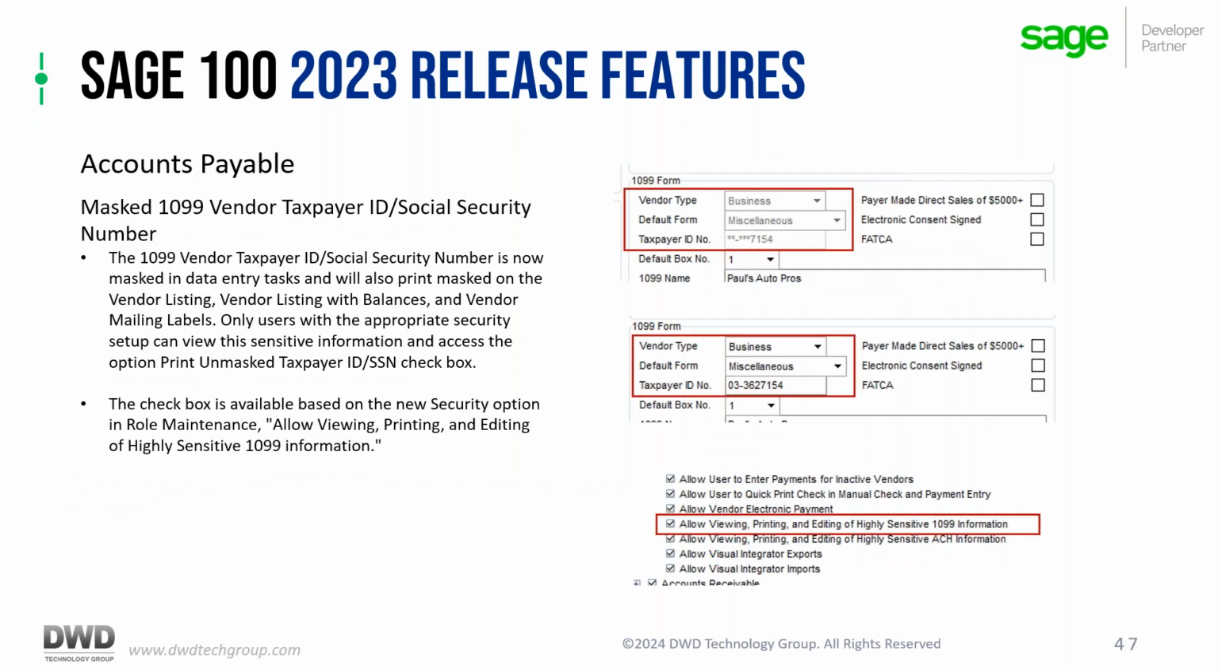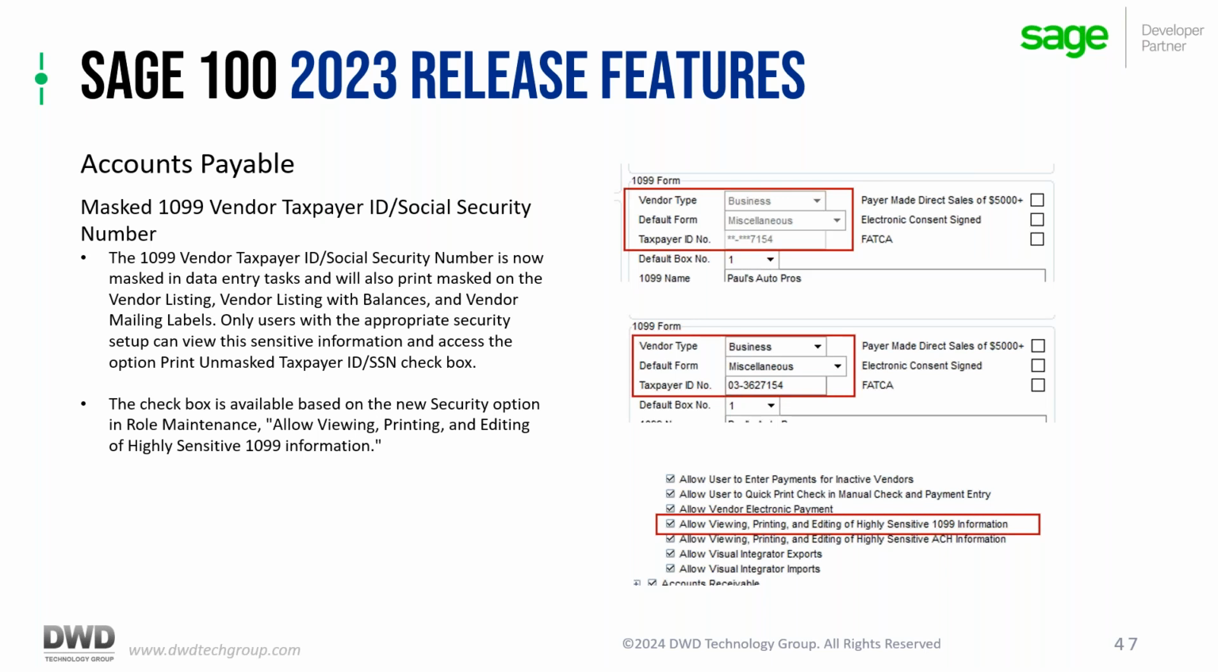Oh, accounts payable. So MAS, the 1099 vendor taxpayer ID, Social Security. And they did this with bank account numbers too. And so there's security settings and role maintenance that tie back to allowing the view, printing, editing of highly sensitive 1099, ACH, bank, different pieces of information, right? So every once in a while we'll get a support email that says, hey, I can't see my whatever number or something along those lines, right?